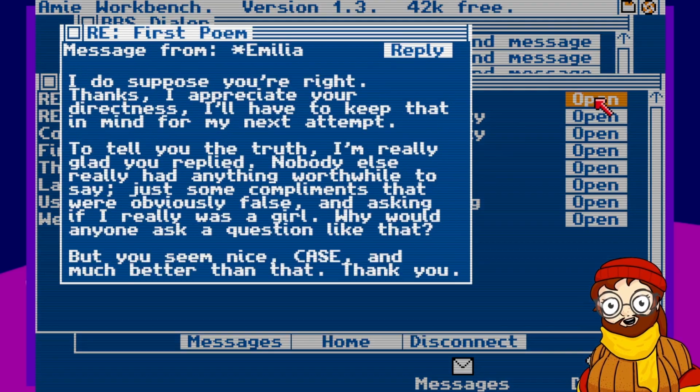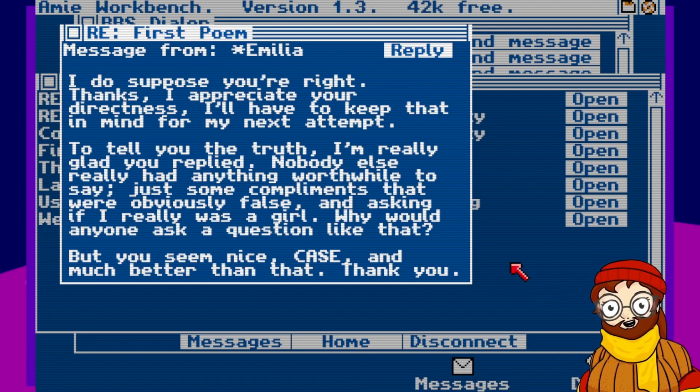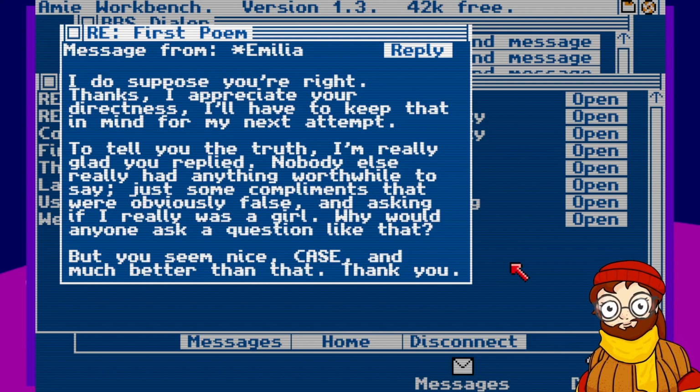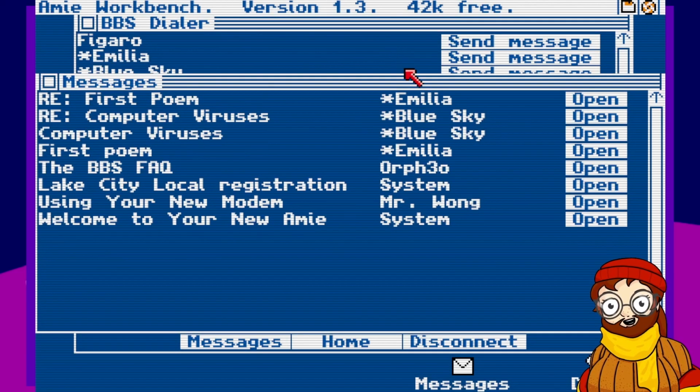And then Amelia, first poem. Message from Amelia. I do suppose you're right. Thanks, I appreciate your directness. I'll have to keep that in mind for my next attempt. To tell you the truth, I'm really glad you replied. Nobody else really had anything worthwhile to say. Just some compliments that were obviously false, and asking if I really was a girl. Why would anyone ask a question like that? But you seem nice, Case, and much better than that. Thank you. You're welcome.